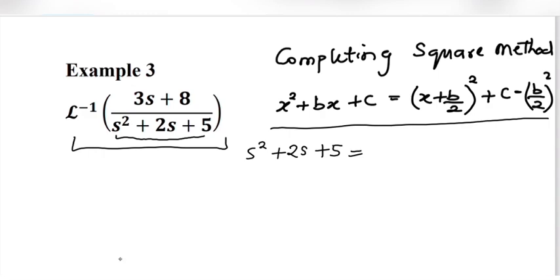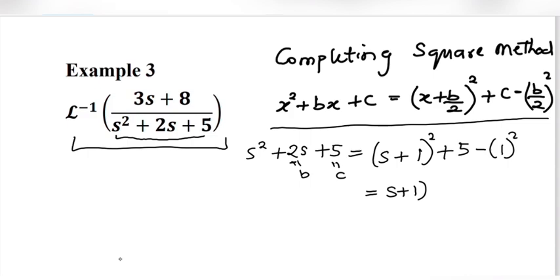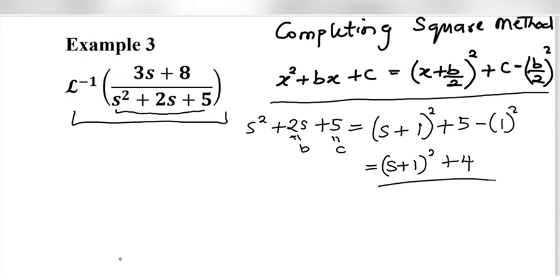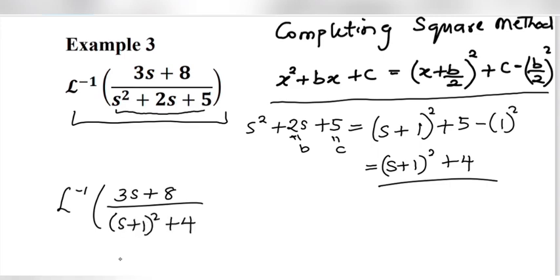So if you apply the same thing here, you have s plus b over 2, that is 2 over 2. This is b and this is c. So 2 over 2 is 1, s plus 1 squared plus c is 5 minus 1 squared. So this is just the same as s plus 1 all squared plus 4. And we can easily replace our denominator with this. So we have the Laplace inverse of 3s plus 8 all over s plus 1 squared plus 4.